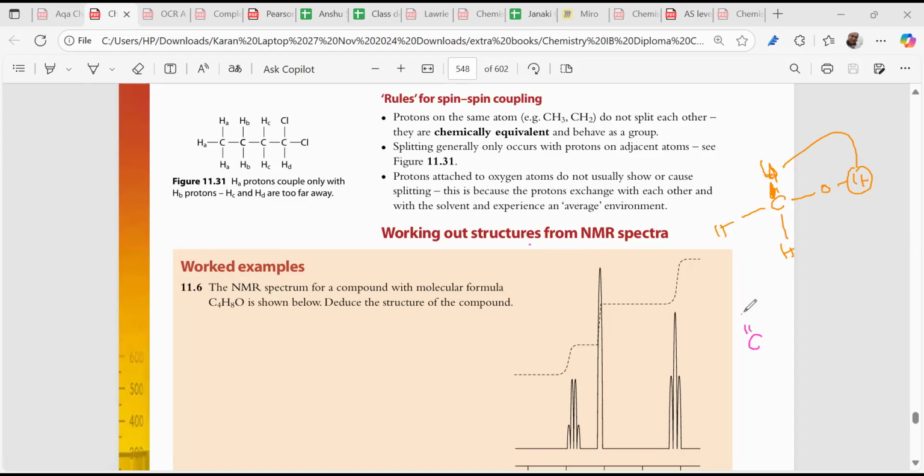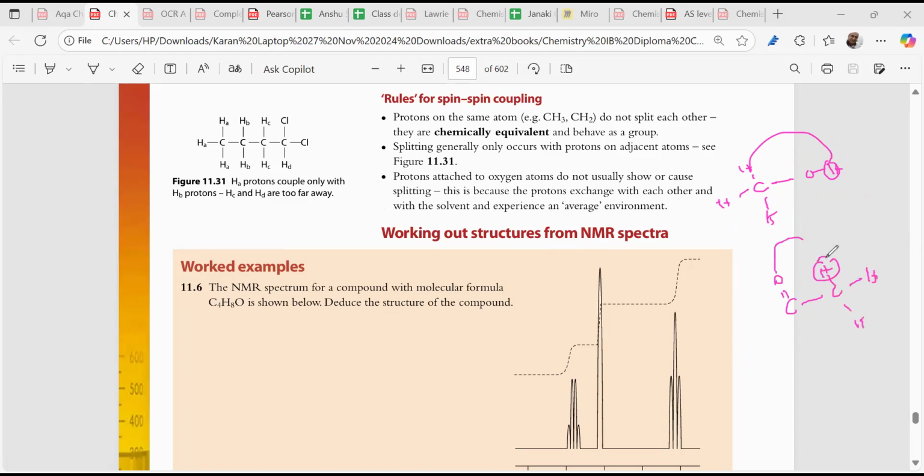See, the aldehyde: although it is connected to the C double bond O, it does not come under 2.1 to 2.7. Why? Because this is connected to the C double bond directly. So over here, what happens? This won't split this, or if you have got this, this won't be split by this. Clear? Fine?